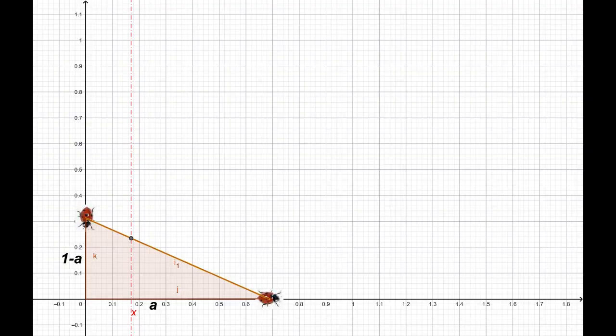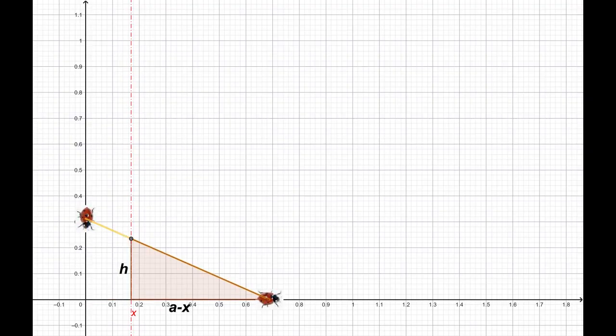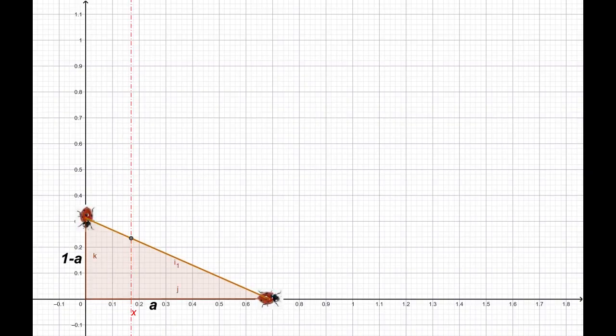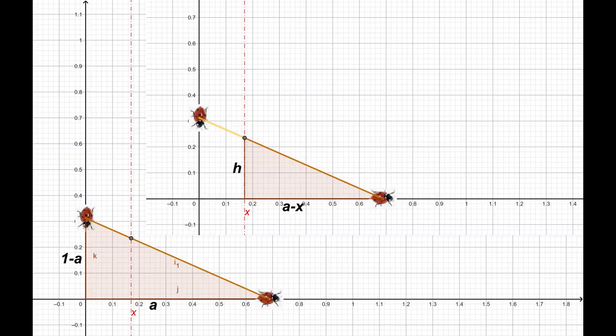This time I'm going to use similar triangles and a little geometry to calculate h as a function of A and x. Okay, first let's look at the small triangle. h is the height of the vertical, and A minus x is the length of the horizontal segment. There's a larger triangle where the vertical segment is length 1 minus A, and the horizontal segment is length A. Those two triangles are similar, meaning they have the same shape but not the same size.